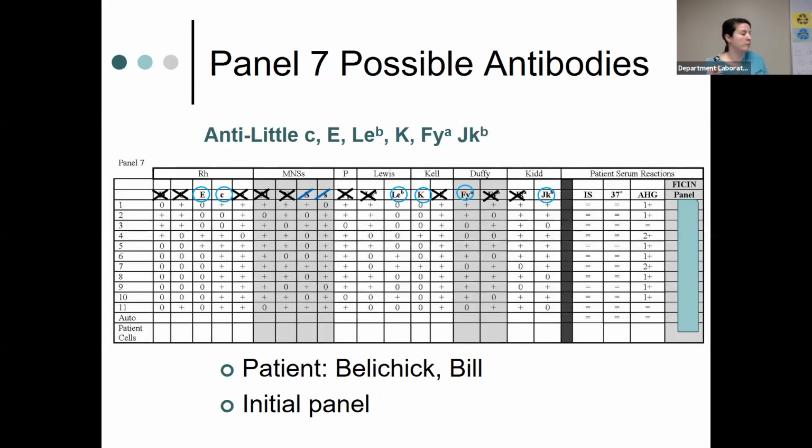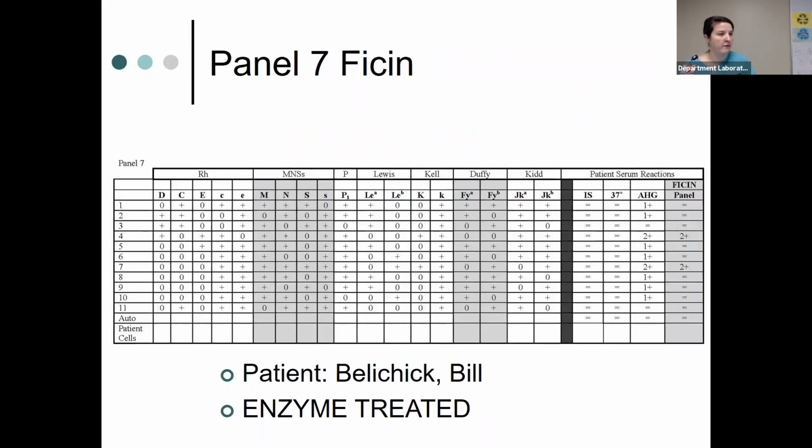So after the initial panel, we still have all of these potential antibodies that we were unable to rule out, correct? Is that what yours looks like? And then ficin gets rid of those Duffy reactions. And then what are we left with? So it's Kel and Duffy A.